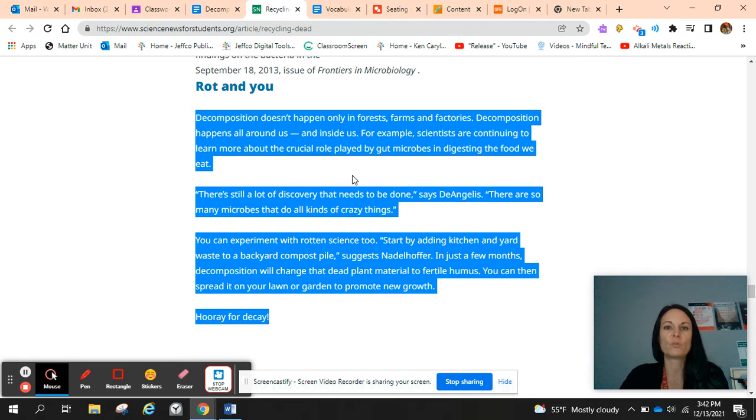Decomposition doesn't happen only in forests, farms, and factories. Decomposition happens all around us and inside of us. For example, scientists are continuing to learn more about the crucial role played by gut microbes in digesting the food we eat. So, gut microbes, your gut is like your stomach. And so they're looking at how the microbes or bacteria in our stomachs decompose the food that we eat.